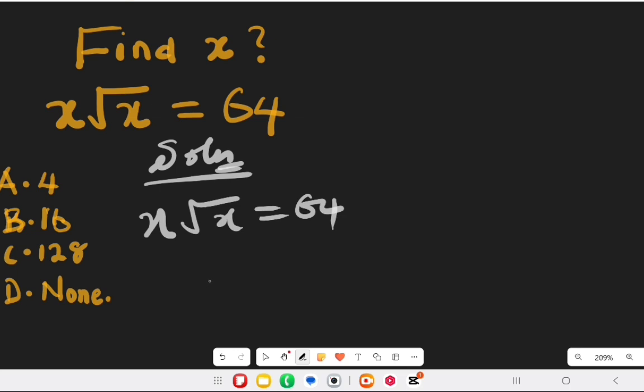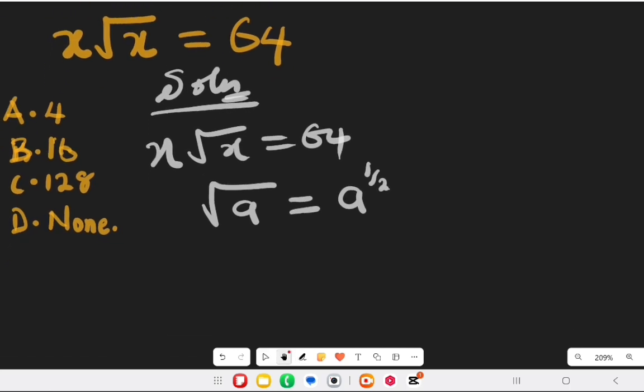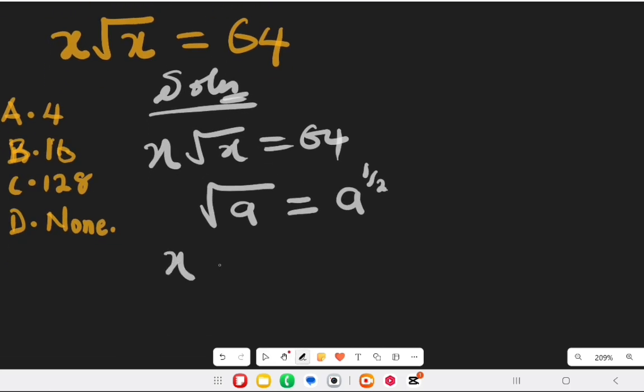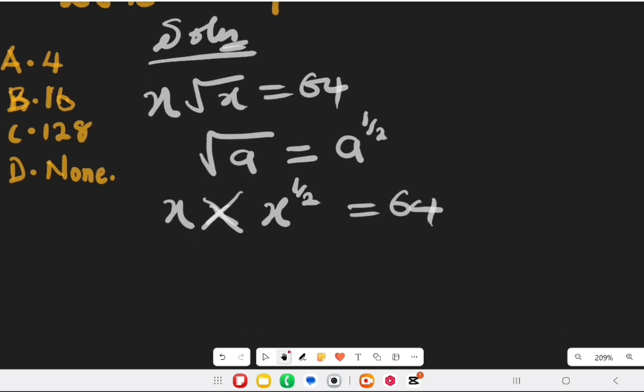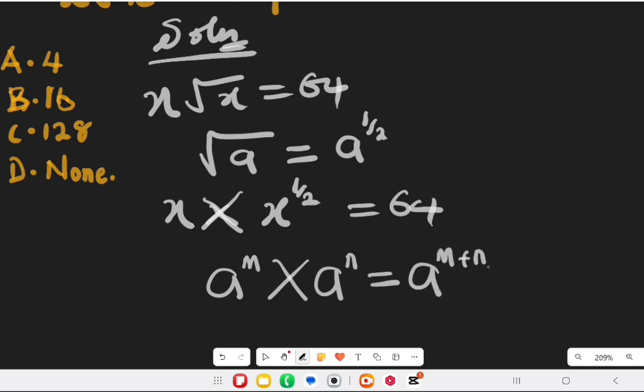In law of indices, whenever we have root a, it is the same thing as a raised to the power of half if we express root with power. Then if we apply this, we have x times x raised to the power of half equals 64. And we have another law of indices that states that a raised to the power of m times a raised to the power of n is equal to a raised to the power of m plus n.